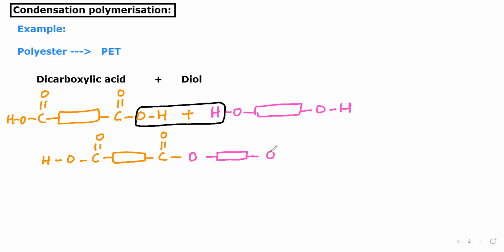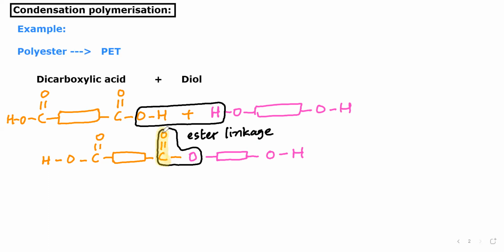And this is going to be like this. As we can see, where carboxylic and alcohol are attaching, what will it be? This is going to be an ester linkage. So step by step, we are talking about how a polyester is going to be formed.